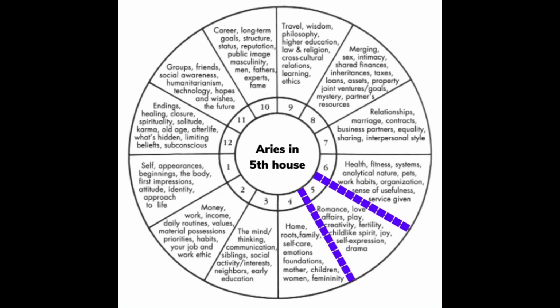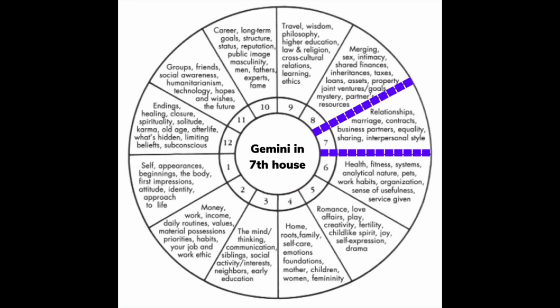These are very straightforward people when it comes to dating. These are people who do not play games. They know what they want and they go after it when it comes to the person that they're interested in. So yeah, that's Aries in the 5th house. Now, the next house I want to talk about is Gemini in the 7th.